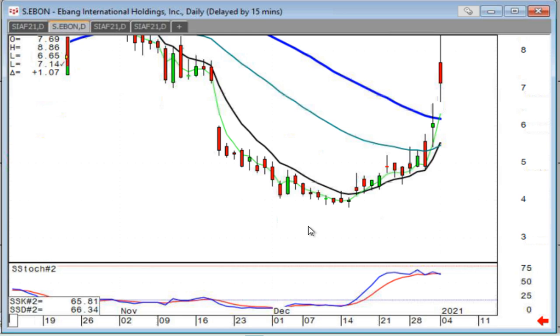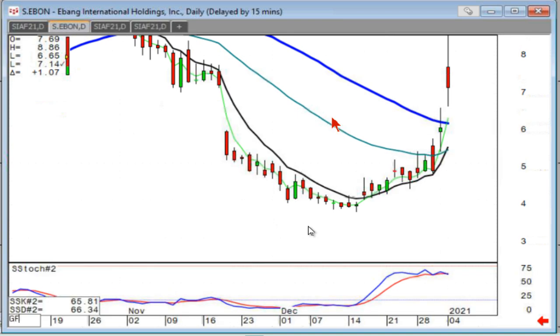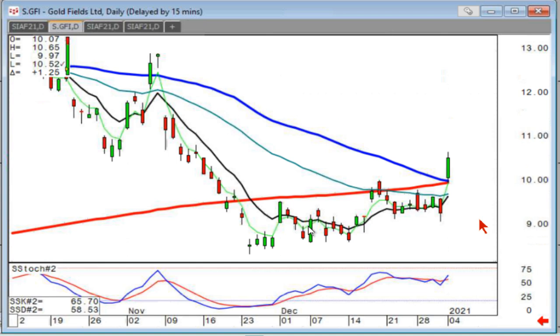Let's see. TradingView says Gold Fields. Okay, it could be an ADR, but even though it is an ADR, it must do quite a bit of its trading here because it's not real choppy. Okay, what else am I looking at?